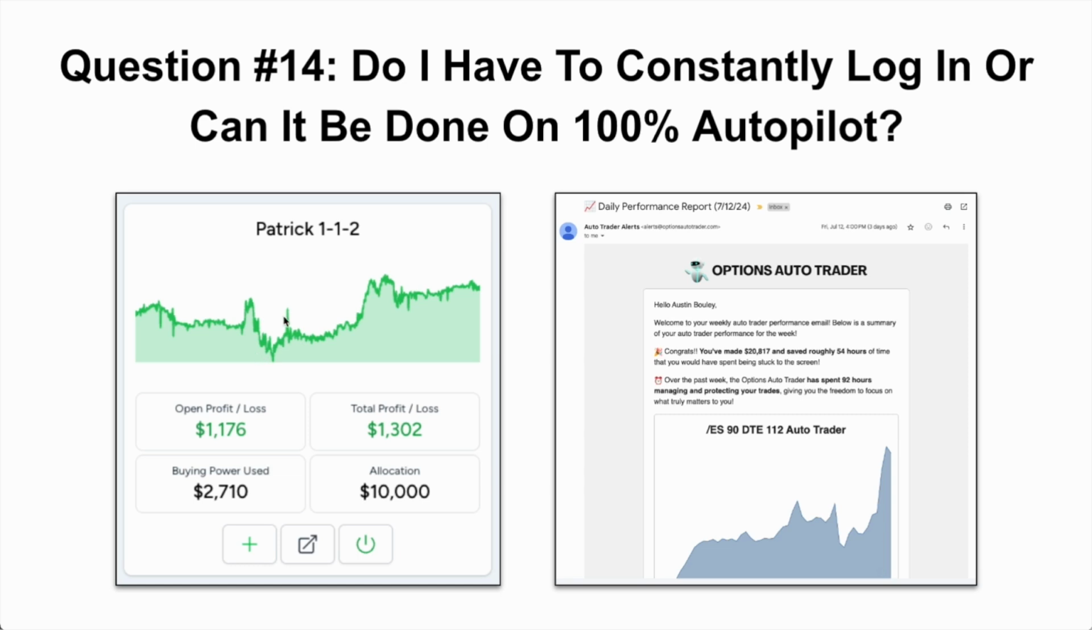So we set him up with a 1-1-2 strategy, and you can see here, again, he has a small account, a $10,000 account, roughly, and he's made $1,300 in the last 2 months, and he never logs in. Like, he has never logged in except for that first time. And all he does is he looks at the daily performance email that we send him. So again, you can get this email where it shows you how your performance is doing, how much money you've made, how much time you've saved, and then a breakdown of each auto trader and its performance. So again, we update you on everything. So if you never want to log in after setting it up again, you do not have to.